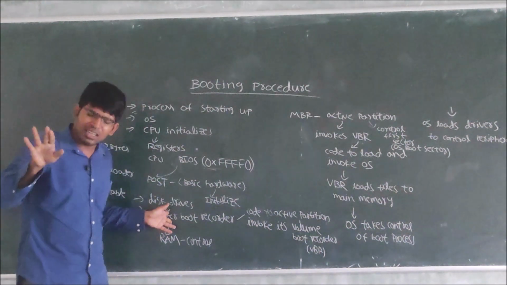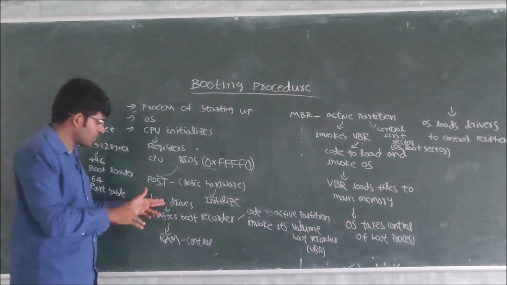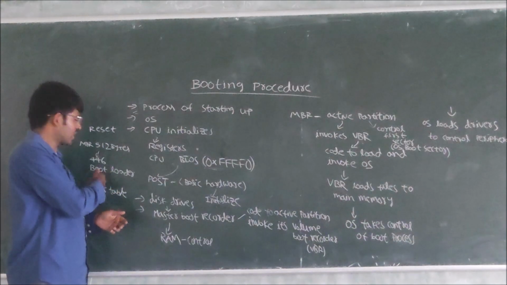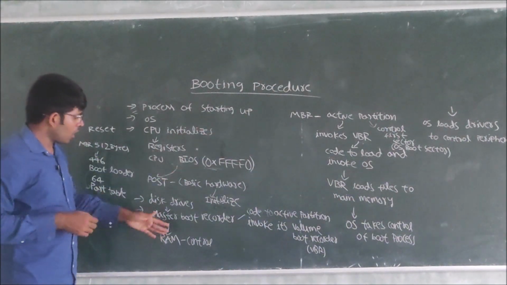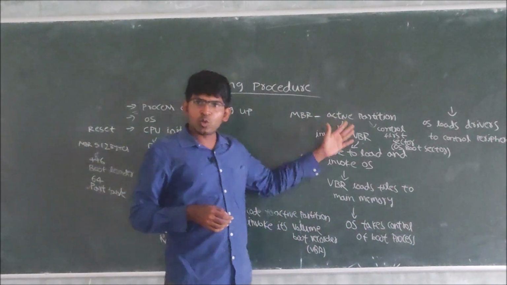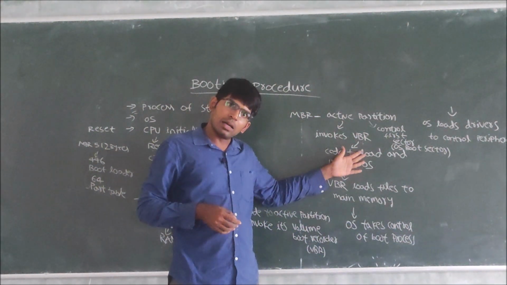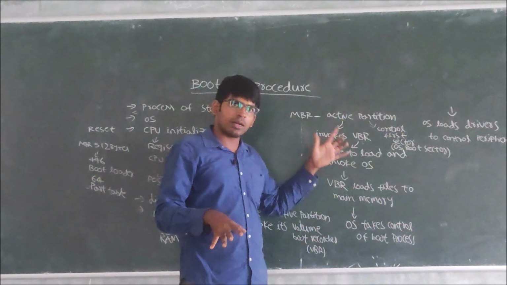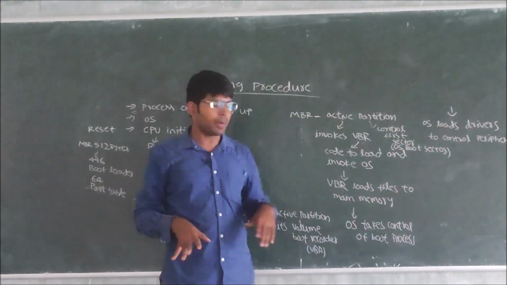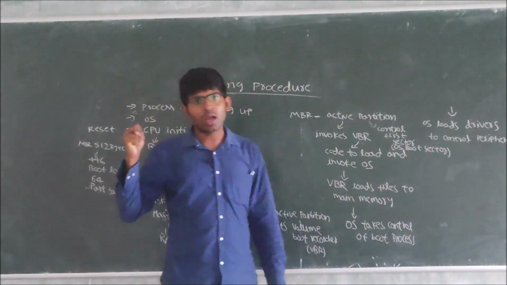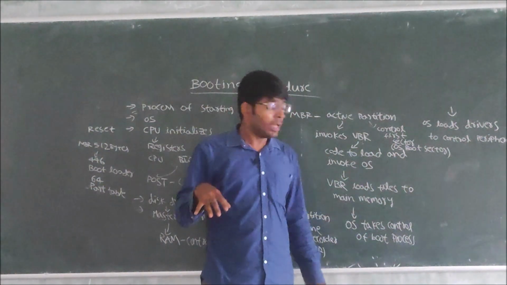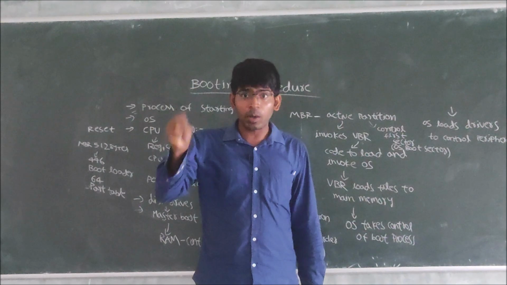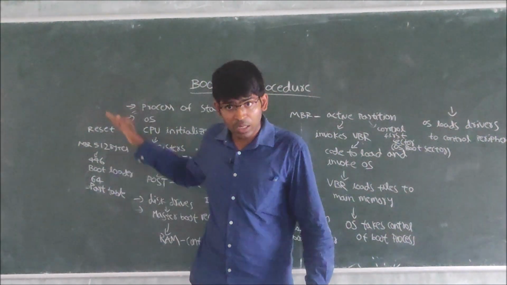The MBR is generally kept in the starting 512 bytes only. Otherwise it will take more time to find where this MBR is. So in those 512 bytes, as we discussed, there are the bootloader and the partition table. Now the MBR will invoke the VBR. The VBR will load the OS and run the OS, and it will copy the important information to the main memory, and then the OS takes control. After taking control, the OS will load the drivers, and now your computer is ready for usage. This is what we call the booting process.